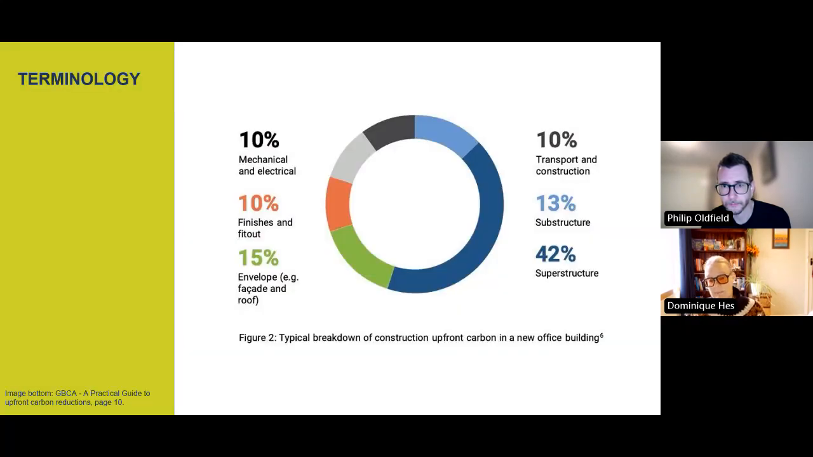So the GBCA brought out a great paper a little while ago, which was a practical guide to upfront carbon emissions, where they talked a little bit around the terminology of embodied carbon and broke down where embodied carbon comes from. Now, why this is useful is because it gives you a sense of, if you're a designer trying to think about how you reduce your embodied carbon overall, where are your focus areas? So, 10% finishes compared to 42% superstructure, then you can say, okay, well, let's put in some effort to understand where the superstructure impacts are and what we can do about that. So it gives you a sense of where you could prioritise.